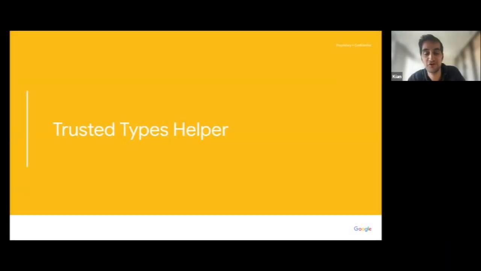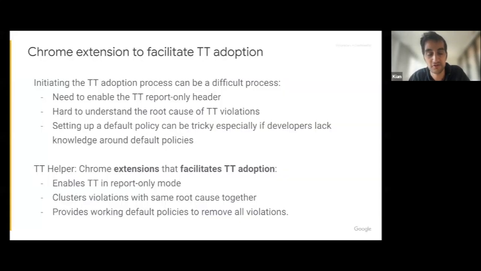To talk about one of our newest releases that's going to come in our toolchain, the TT Helper, which fundamentally is a Chrome extension that helps facilitate the process of adopting Trusted Types. I'm going to try to give an introduction of what the tool is, how it works, and how you could use it to go faster and be more efficient in your adoption process.